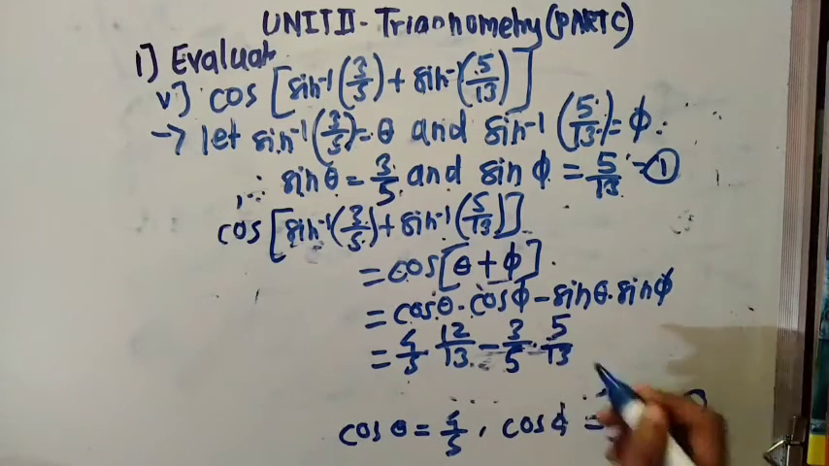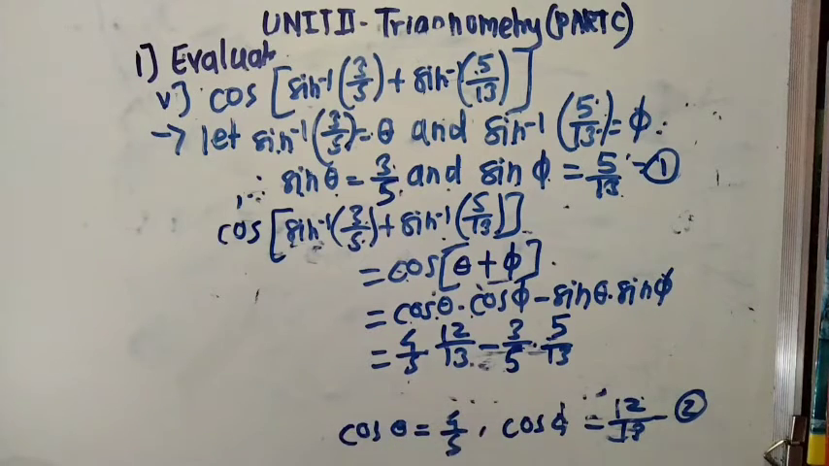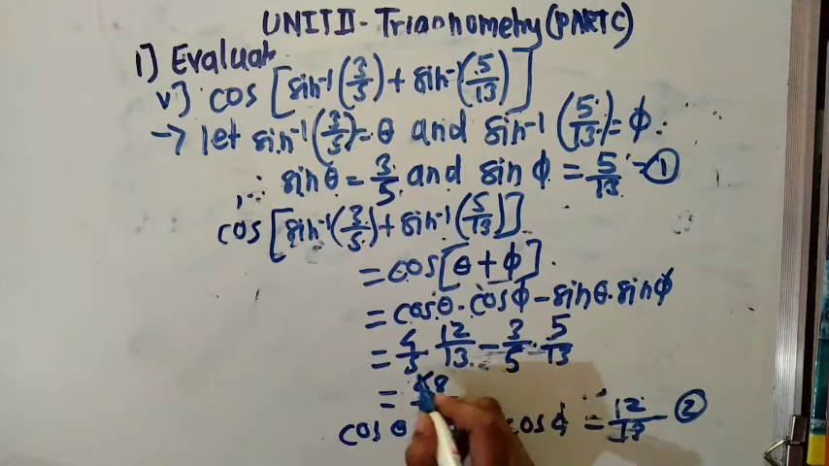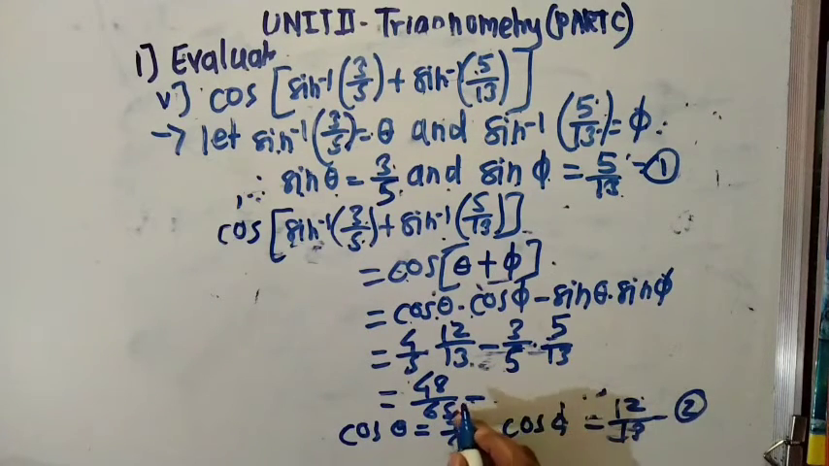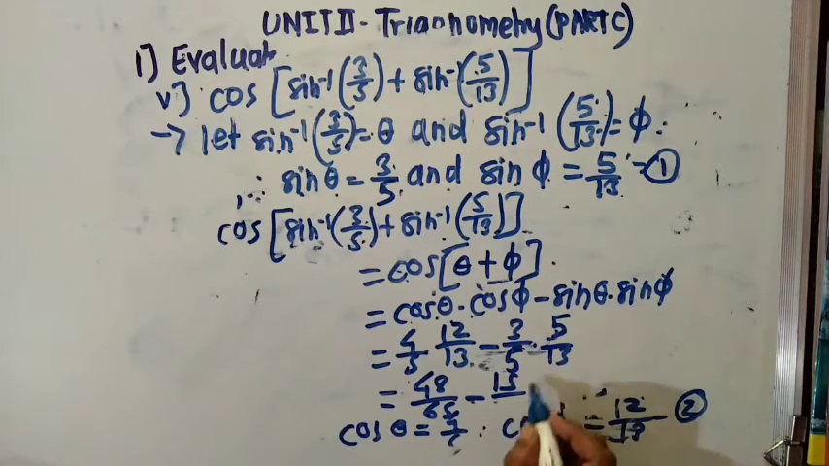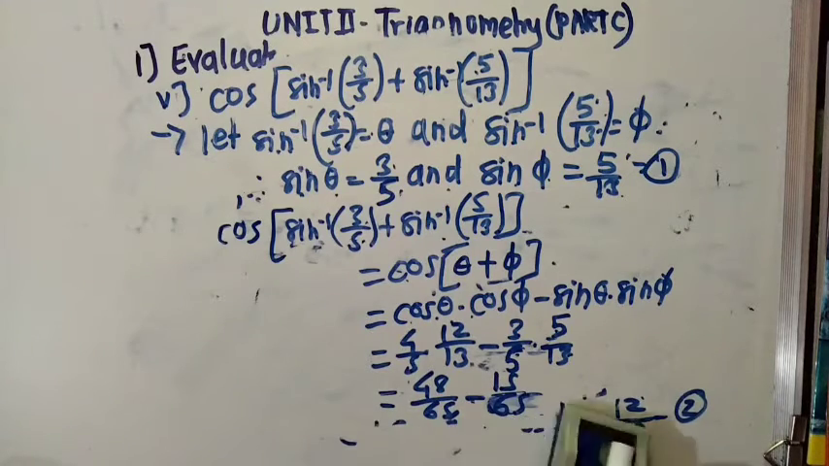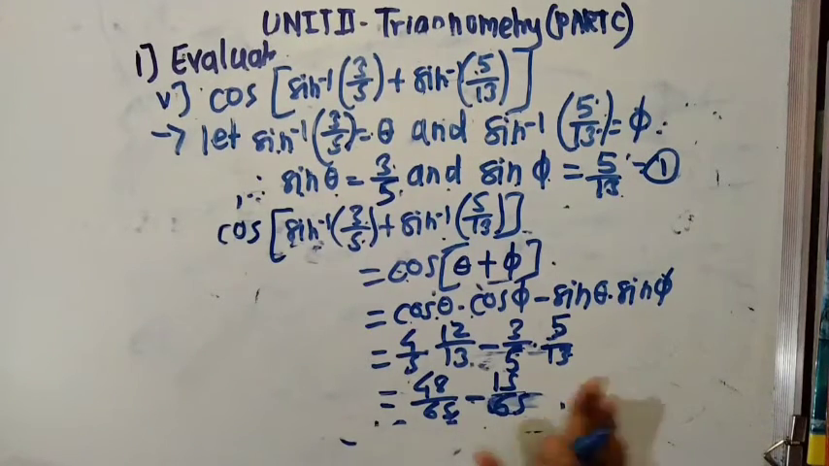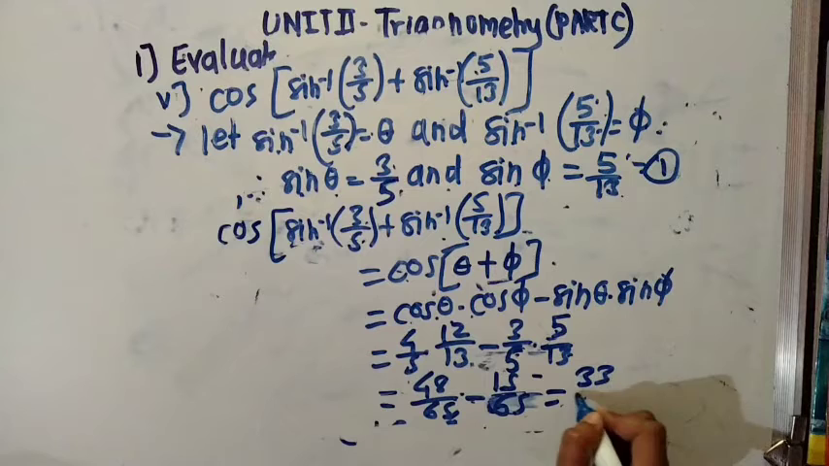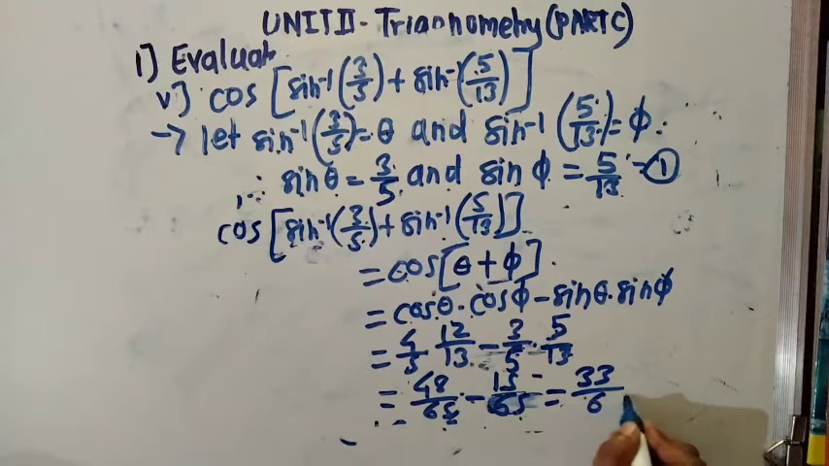5 into 5. Then 12 into 4 is 48 upon 13 into 5 is 65, minus 5 into 3 is 15 upon 5 into 13 is 65, and 48 minus 15 is 33, upon 65.